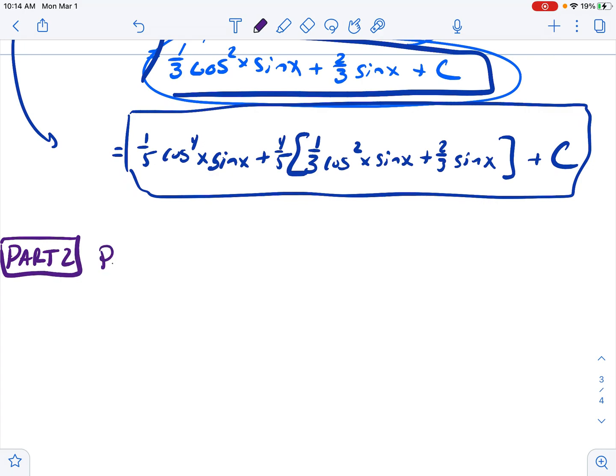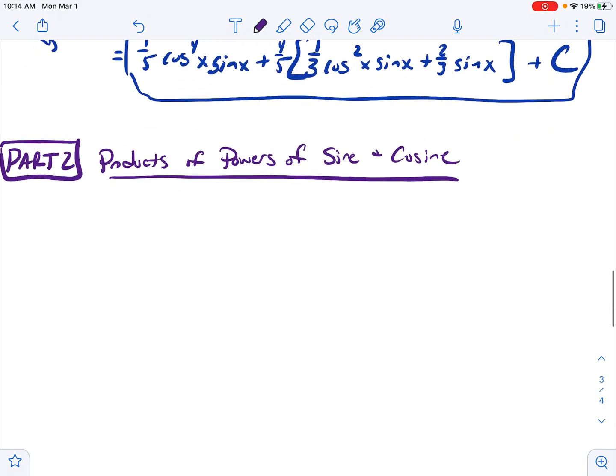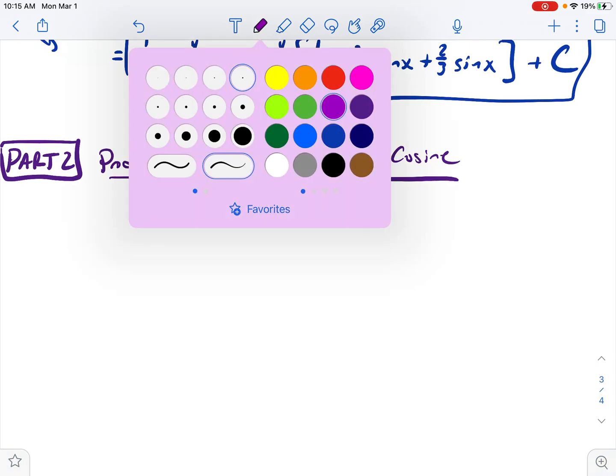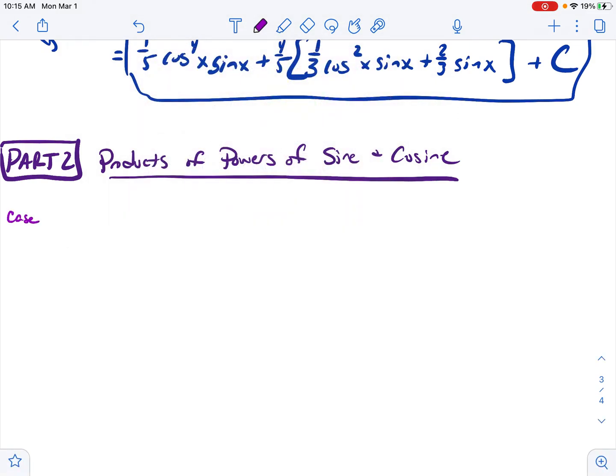Here we're going to focus on products of powers of sine and cosine. Okay, products, or multiplying sine and cosine together. And there are a few different cases that we're going to be looking at here. In fact, there are 4 different cases, okay? So let's take it one step at a time. Let's look at case 1.